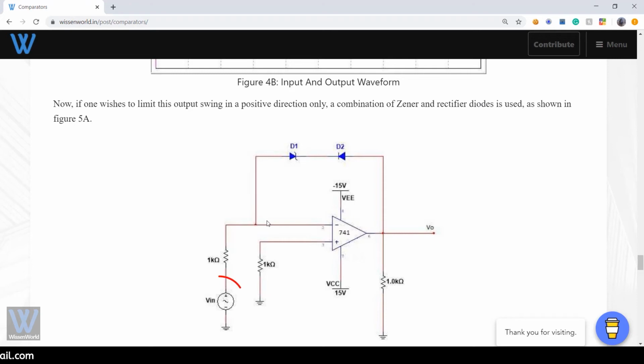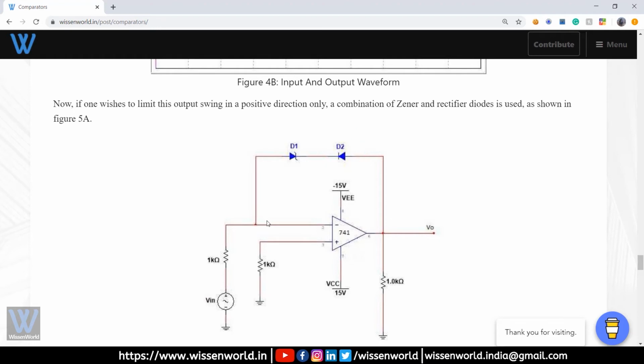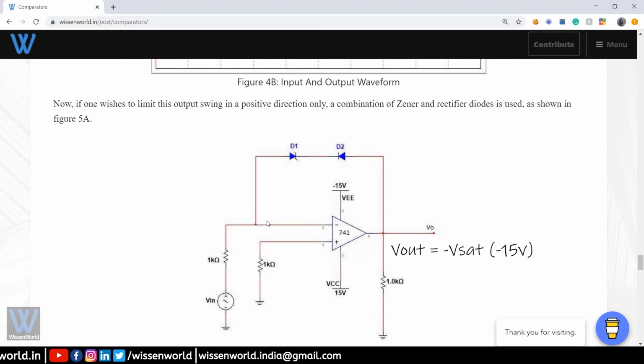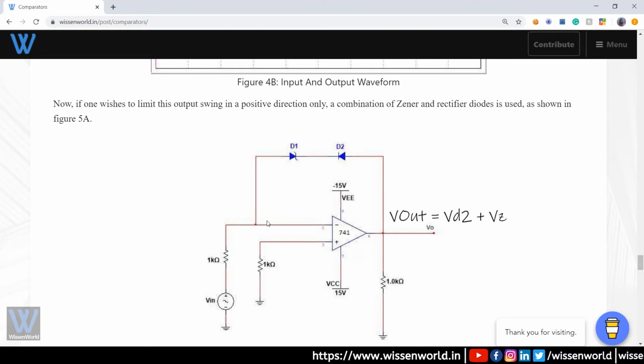Now when the input voltage crosses 0 volts and increases in a positive direction, due to the arrangement of diode D2, our op-amp operates in open loop configuration. Due to this, our output voltage becomes negative V saturation, that is minus 15 volts in our case. Now when the input voltage crosses 0 volts and increases in a negative direction, the output voltage will be the voltage drop across D2 and the cutoff voltage of the Zener diode D1.